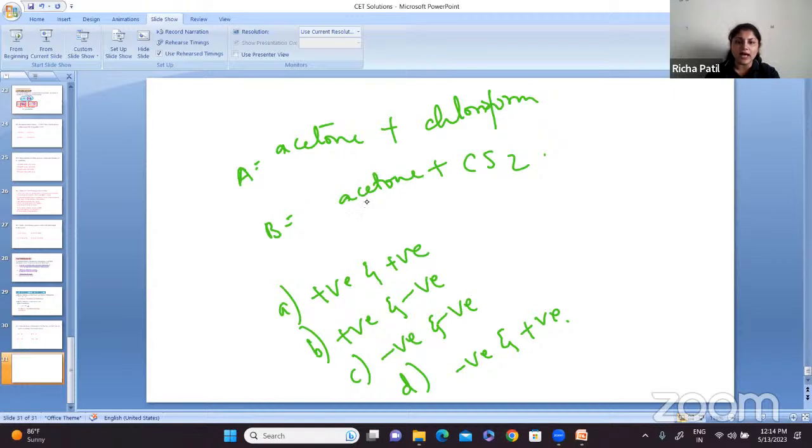Here, acetone and carbon disulfide will show positive deviation according to Raoult's law. What is Raoult's law? The vapor pressure of each component is directly proportional to its mole fraction. So the total vapor pressure will be greater than predicted by Raoult's law. Acetone and chloroform will show negative deviation, and this one is positive. So the answer is D.